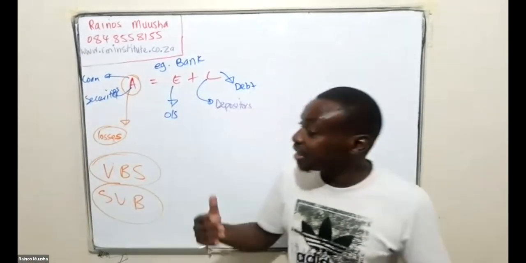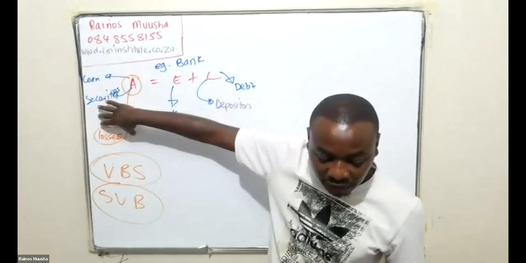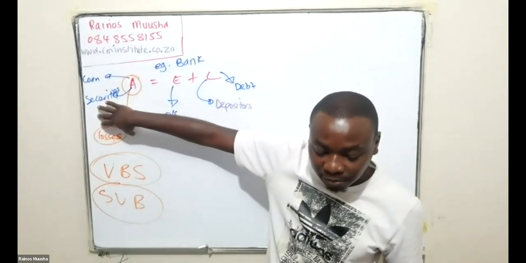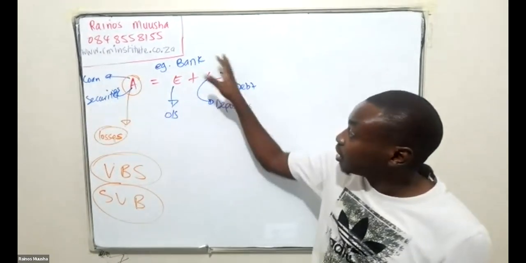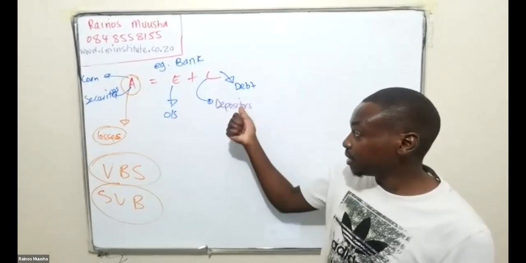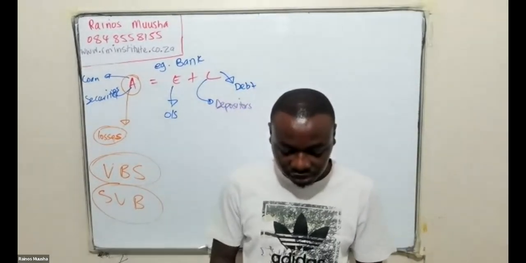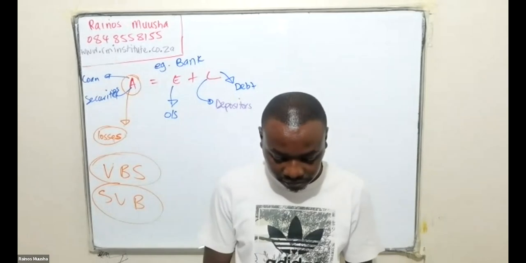But when you look at credit risk management, we are saying, how do we manage the credit risk coming from the income generating assets of the bank, so that we're able to protect the suppliers of credit for the bank, especially the depositors. Are there any questions so far? Any questions?